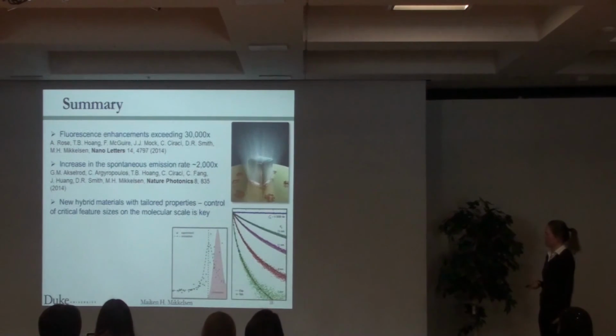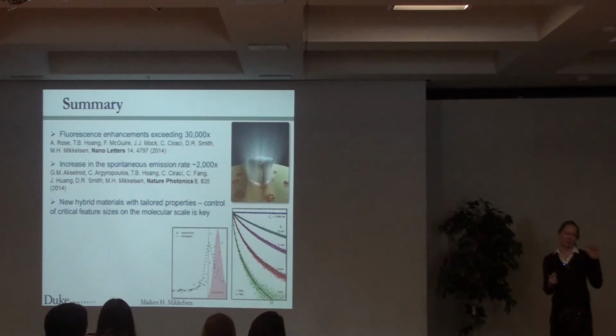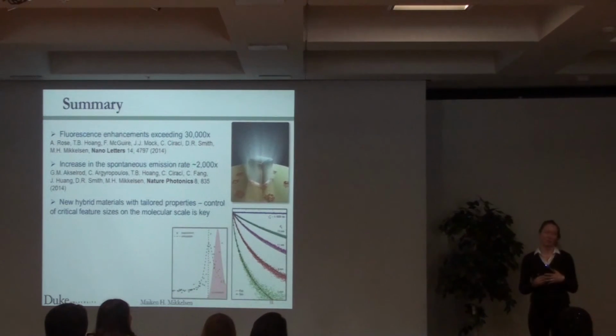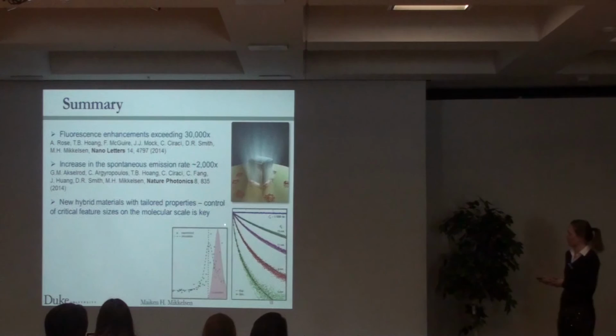So to summarize, I showed you fluorescence enhancement exceeding 30,000. I showed you this large increase in the spontaneous emission rates. And I talked about how I think these new hybrid materials with very tailored properties is super exciting, and that we need to create controlled critical feature sizes. I'm not saying everything needs to be controlled to 2 nanometers, it's the gap that needs that kind of control. The control we have of the size distribution of cubes is about plus minus 5 nanometers. This is also sufficient here. So controlling the sizes of some critical features is really key.